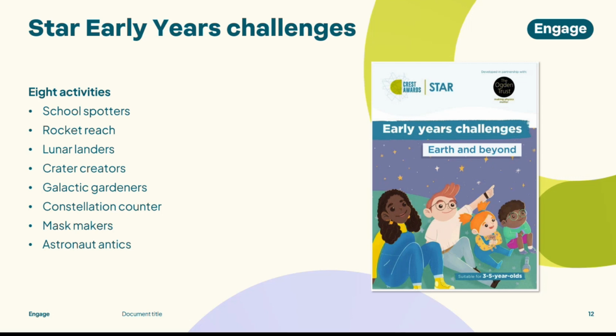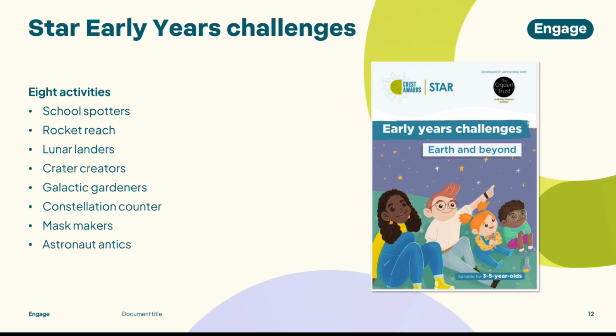So there are 8 activities that have been specifically designed. School Spotters is about the children thinking about where their school is on the Earth. Rocket Reach gets the pupils to think about the distance between Earth and the Moon, just to try and get that idea of scale. Lunar Landing is about how to think about landing something safely on the Moon. Crater Creators is thinking about the surface of the moon and the craters and that sort of thing. Galactic Gardeners gets the children doing some planting and thinking about growing things both on Earth and on the moon.